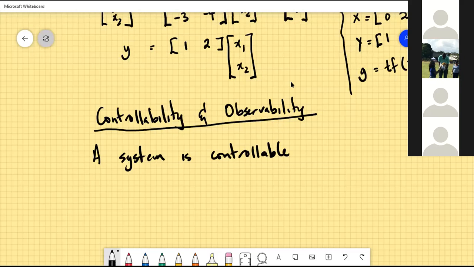Any system at all, an economic system, electrical, mechanical, chemical, biological, and a biological system might mean the child that you had, the girlfriend or the boyfriend. I don't know if any girls in the class. So any system at all is controllable if and only if there exists, and that is the backwards E, means there exists. Get used to it.